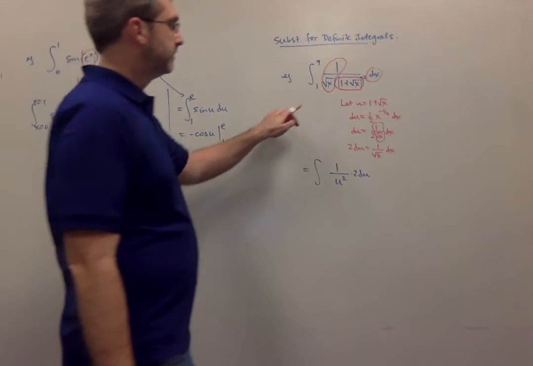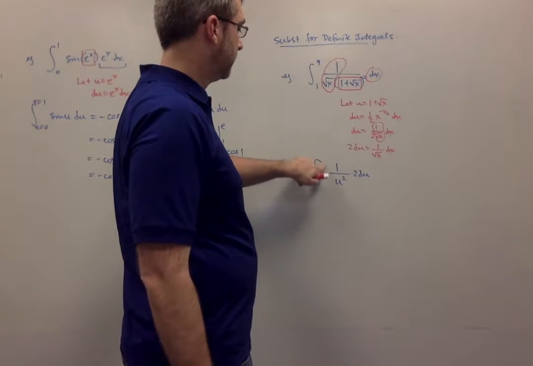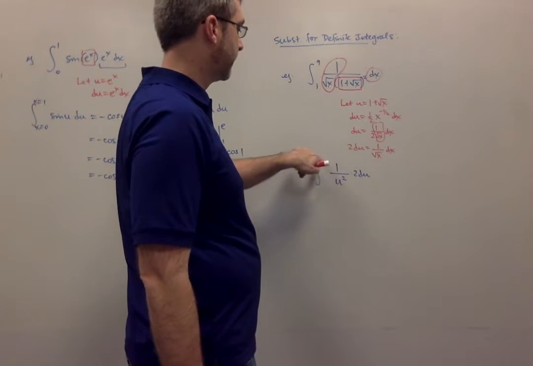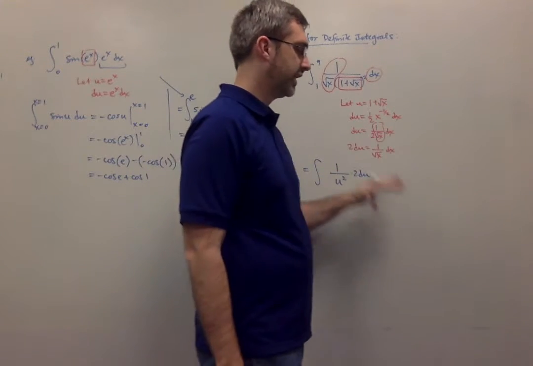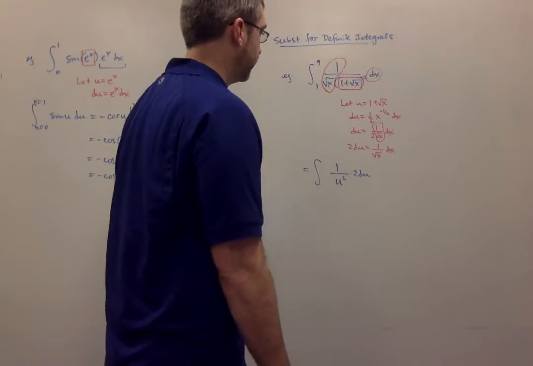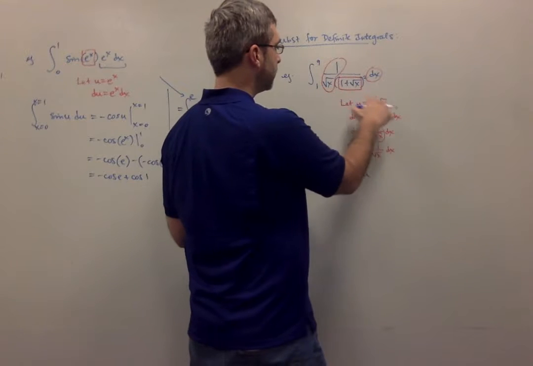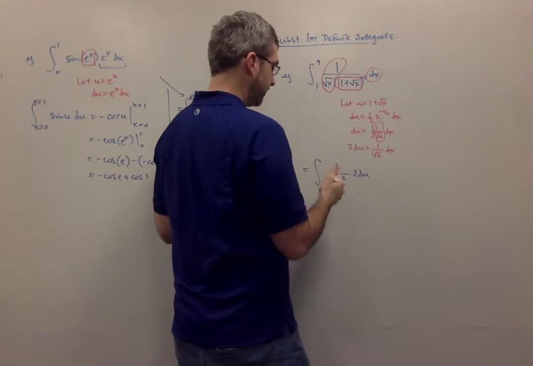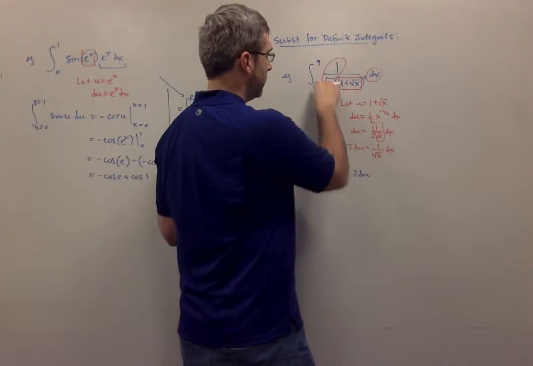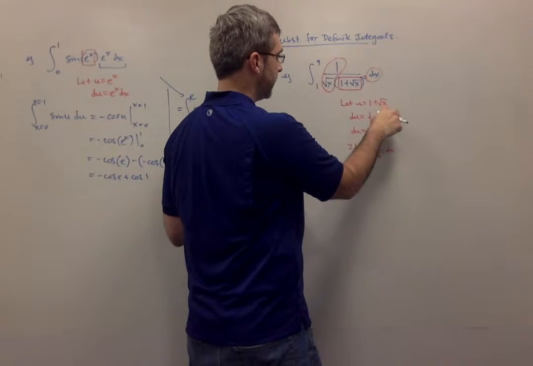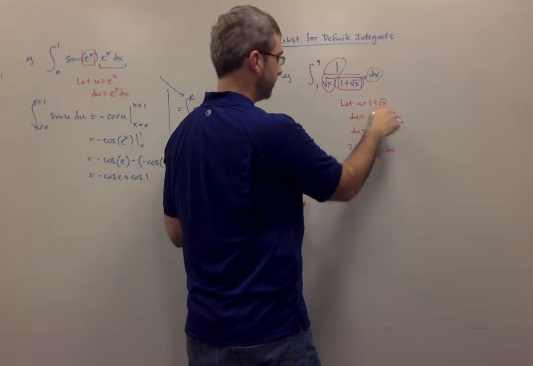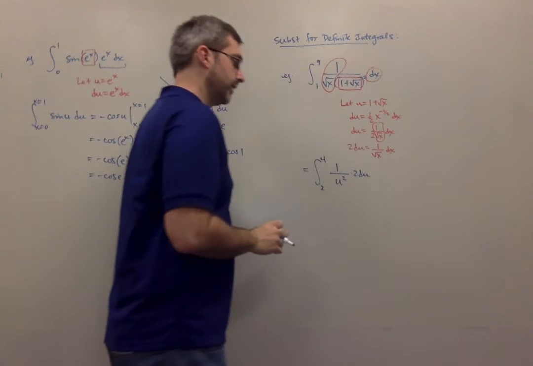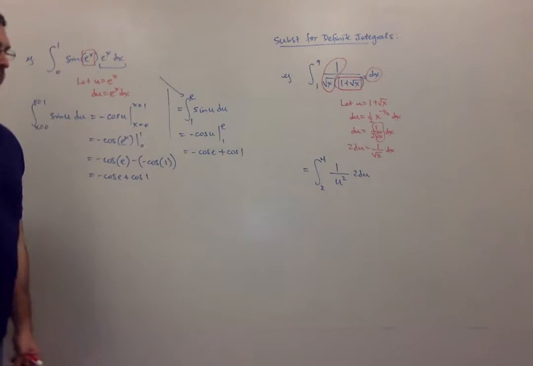Now, let's go ahead and substitute the limits too. I could write x equals 1 and x equals 9 here and carry that all the way down, but then I have to sub back in. I don't want to do that. So when x is 1, u is going to be 2. And when x is 9, the square root of 9 is 3. 1 plus 3 is 4, so u is going to be 4. So now I don't ever have to go back to x's again.